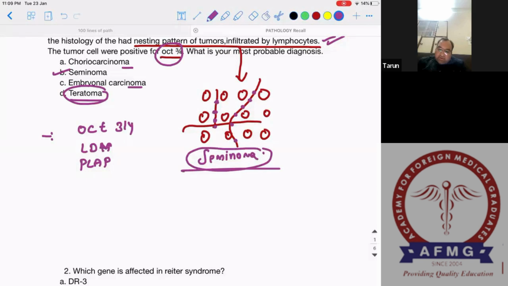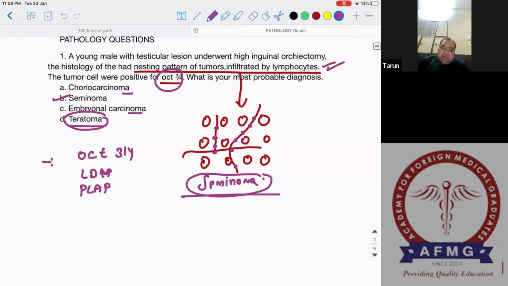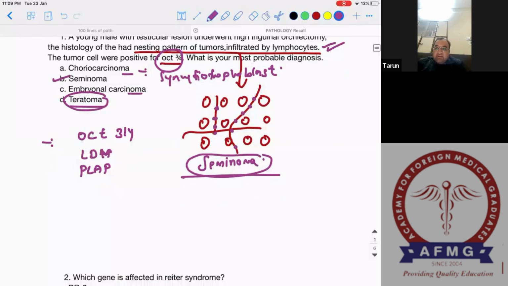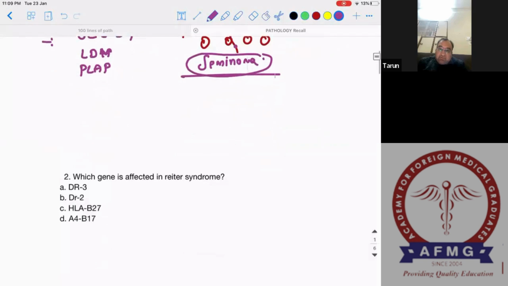For choriocarcinoma, they will give you a finding like the presence of multinucleated giant cells, like syncytiotrophoblast-like cells. That is not given, so that is also ruled out. And just by one line, that is a tumor infiltrated by lymphocytes: any tumor in the testis or ovary which is infiltrated by lymphocytes will be considered seminoma. So this is question number 1.